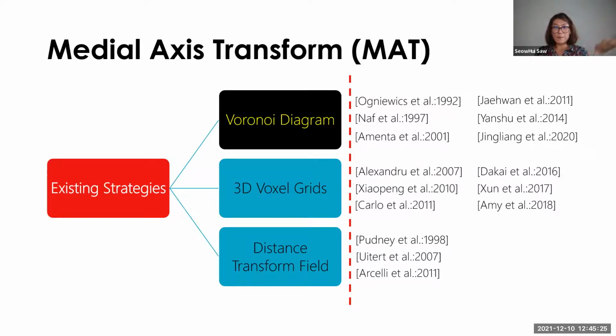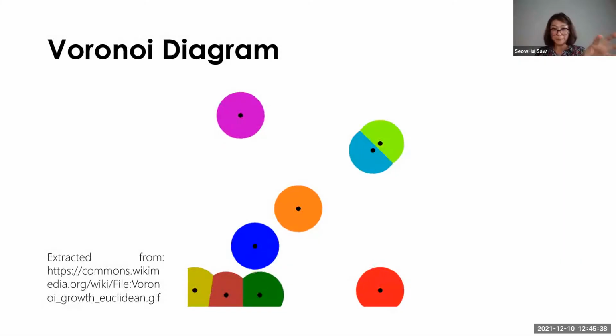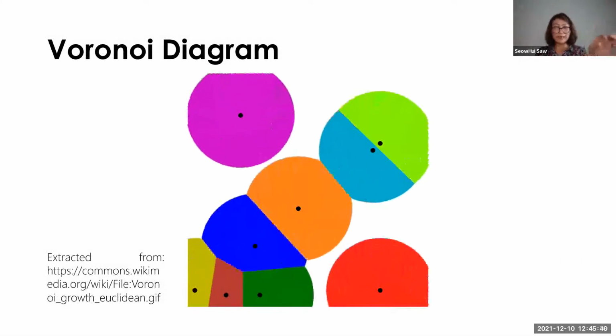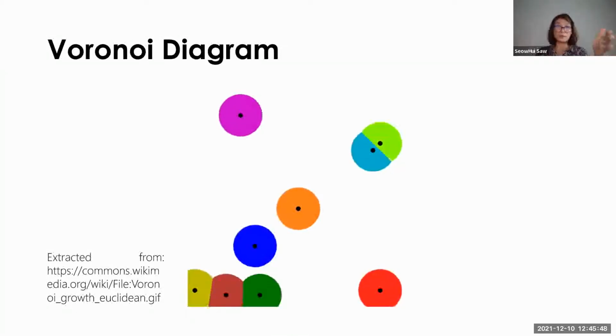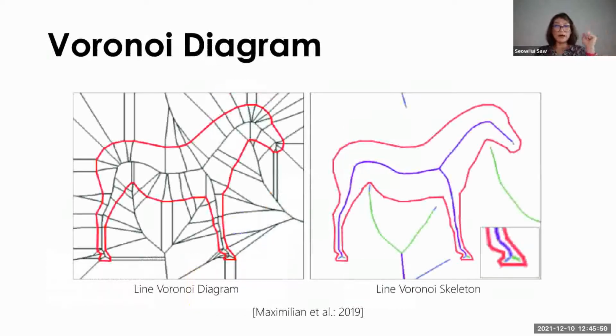Now the first one is the Voronoi Diagram, which they use to approximate the medial axis skeleton. As you can see, this is a Voronoi Diagram. It's a partition of a plane into regions close to each of a given set of objects, in mathematics and also in computer graphics as well. Then this paper presented a novel Voronoi diagram based skeletonization algorithm that produces non-centered skeletons.